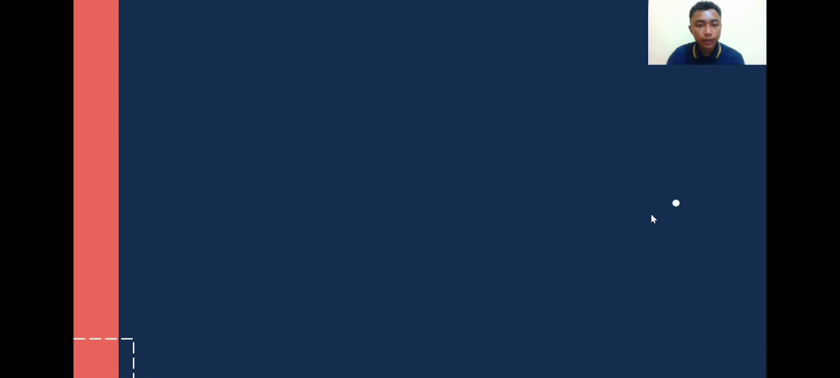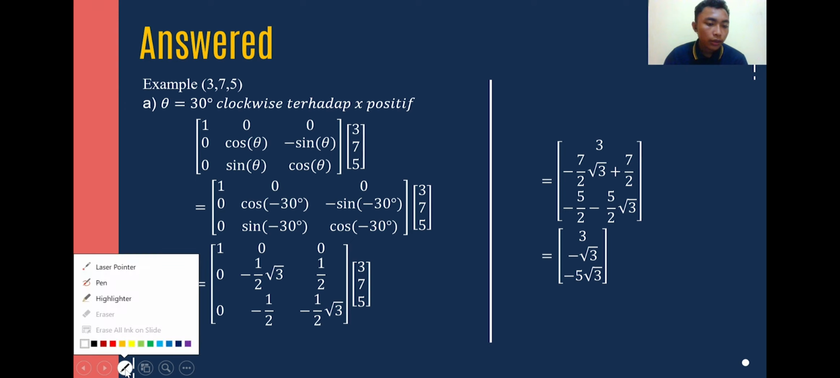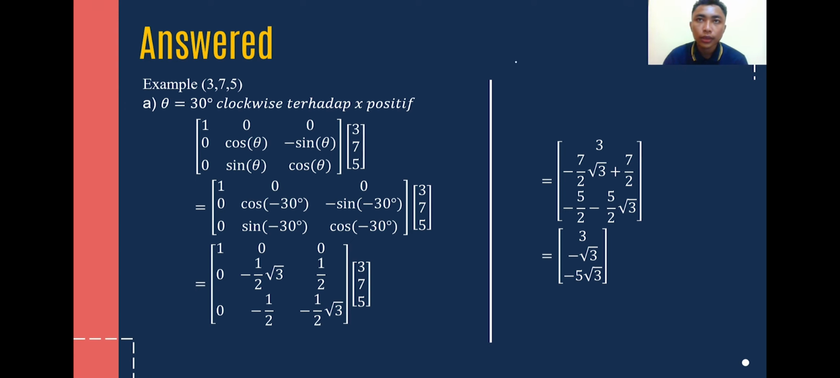So the result will be like this. For example, I make the coordinate 3, 7, 5, and this is from the clockwise. What is the difference between clockwise and counter clockwise? Clockwise means searah jarum jam, so the rotation will be like this to this. But if we say counter clockwise, the rotation will be like this.